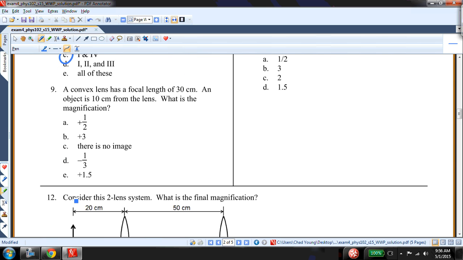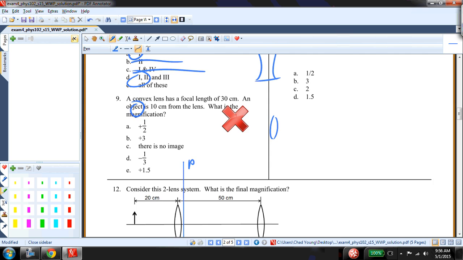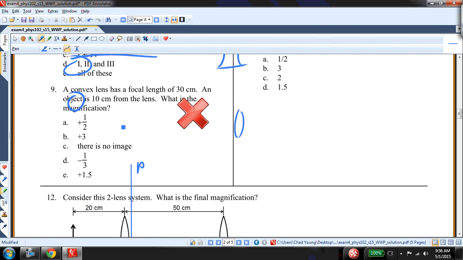Convex lens has a focal length of 30. Sorry. Convex lens looks like this. An object is 10 centimeters from the lens. P is equal to 10. P equals 10. F equals positive 30 for a convex lens.